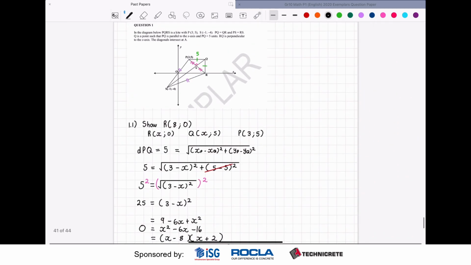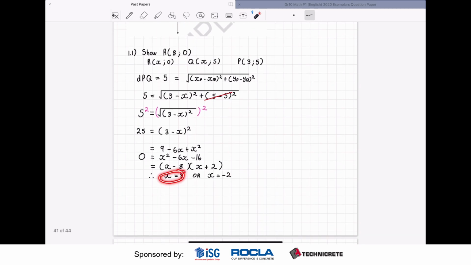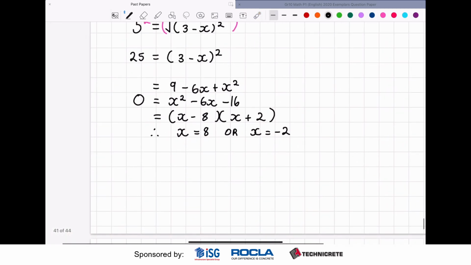And I can go back to my diagram, and x is clearly not negative. It's here on the right hand side of the y-axis. If x was going to be negative, it would be here. So the x of Q and the x of R is positive, and so it must be 8. So I can say, therefore, x of Q equals 8, which is also equal to x of R, and therefore R is the point (8, 0).